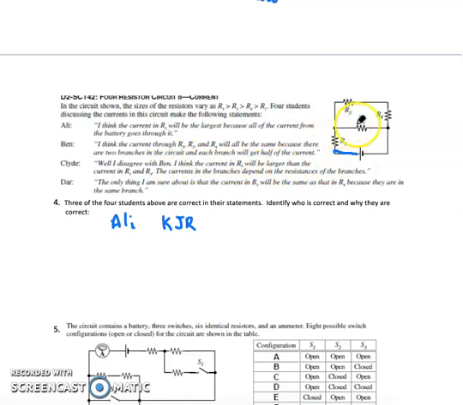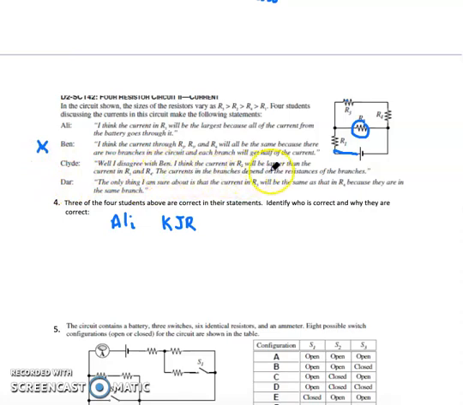He's right about that. There are two branches right here, one branch and one branch here, but they're not going to get the same current because the resistance of this branch is different than the resistance of this branch, because this branch is the sum of the resistances of those two, which is going to be different than that. So Ben is a no. So now we just got to show why Clyde and Dar are correct. He disagrees with Ben. Oh, that's good.